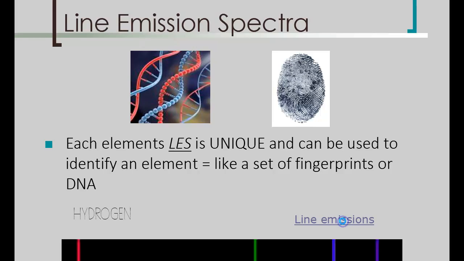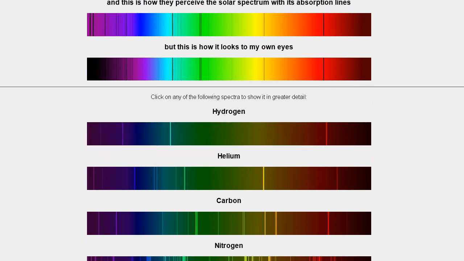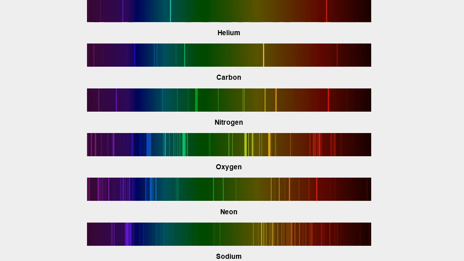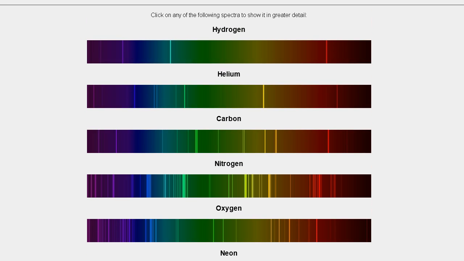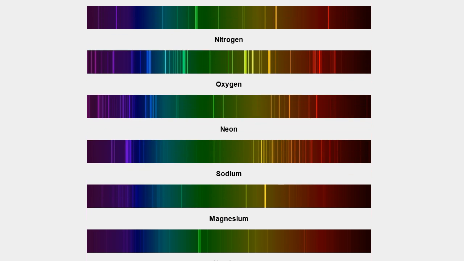So let's look real quick at a line emission set of charts. As we move through this chart, we can see here from hydrogen to helium, carbon, nitrogen, oxygen, that each of them has its own unique set of wavelengths that they absorb and emit. And some are much more complex than others. We'll just look at a few more to confirm that line emissions are unique and that the way that electrons behave with light is unique to the identity of the atom.